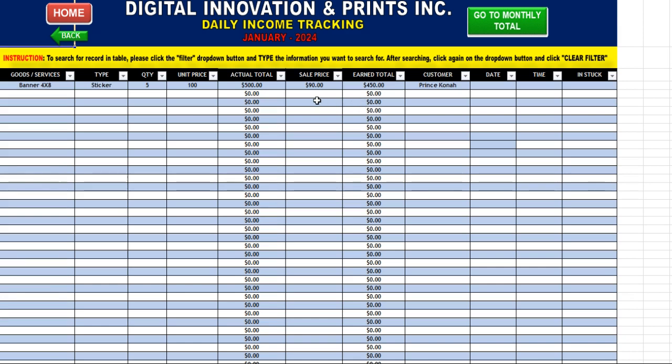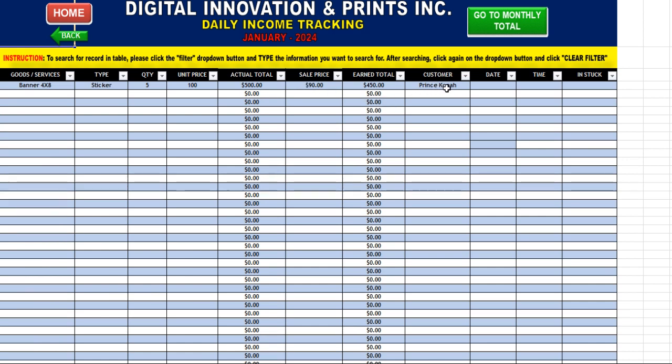Now on the side, this is the sale price, which is if you're giving the person a discount, or the person begs, you try to consider them to reduce the price. The price that you give them now will become the sale price. So the earned total will be the sale price times the quantity, which is the total amount you get for that transaction.